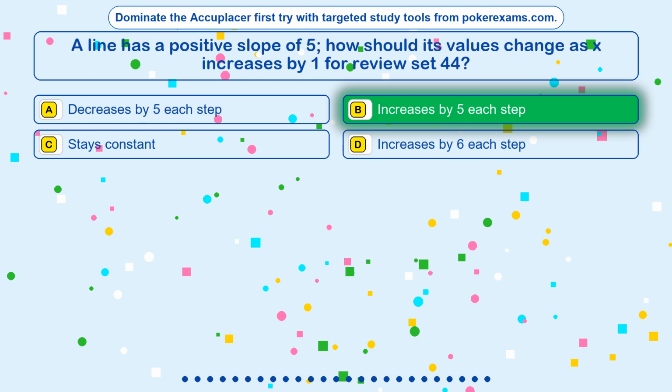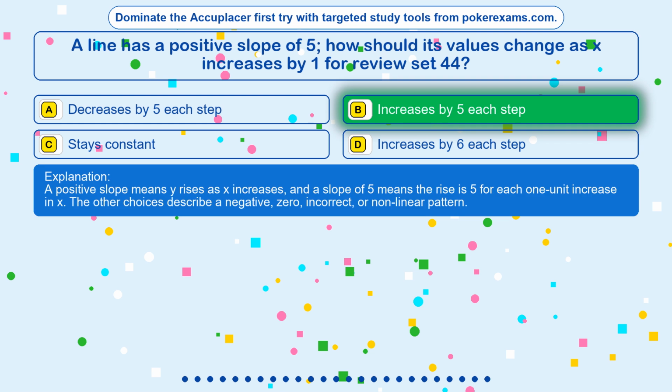The correct answer is option B, increases by 5 each step. A positive slope means y rises as x increases, and a slope of 5 means the rise is 5 for each 1 unit increase in x. The other choices describe a negative, 0, incorrect, or nonlinear pattern.